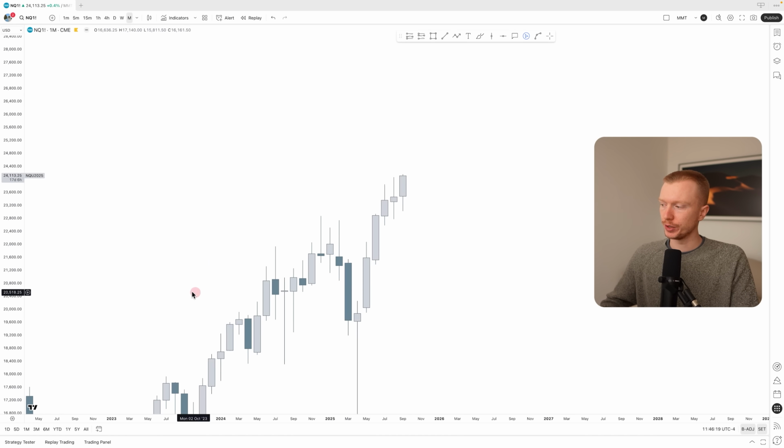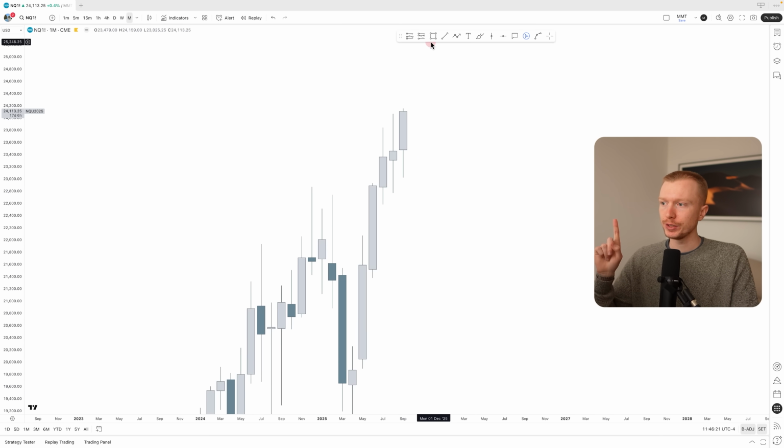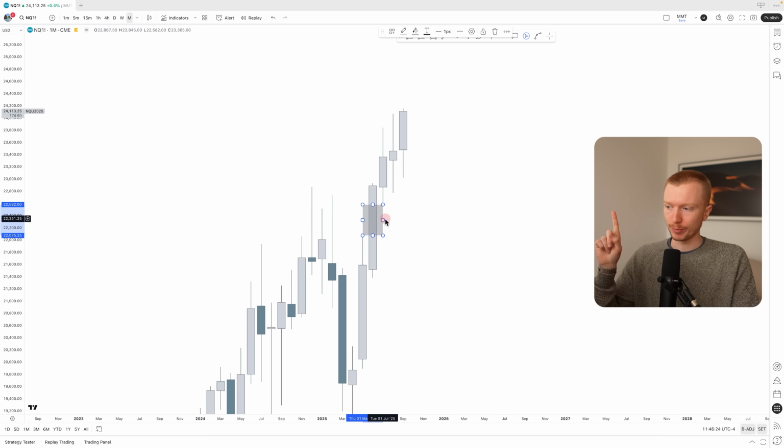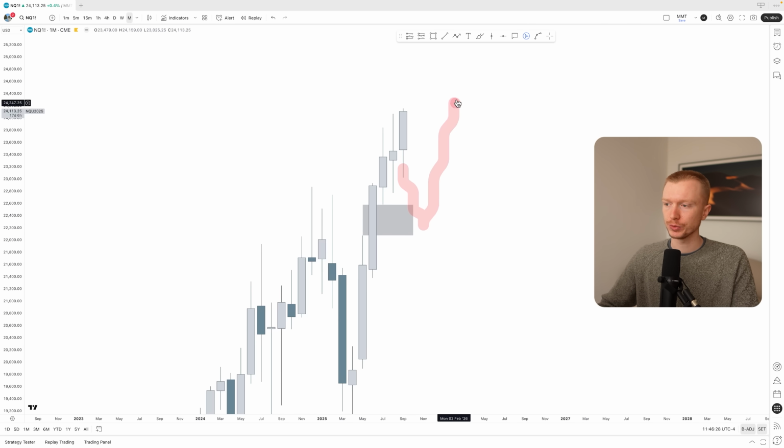Because what is also important to understand, that momentum picture, is this monthly fair value gap right there. This monthly fair value gap is something that we can potentially retrace back into to then continue higher from.